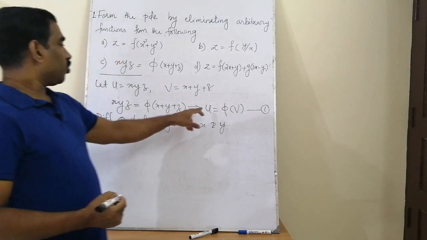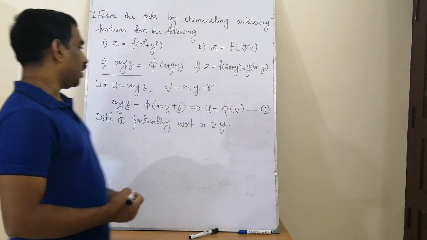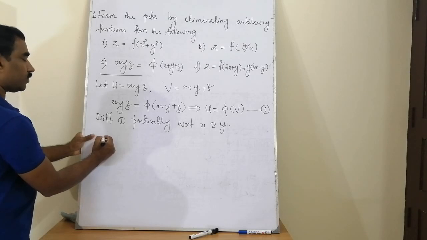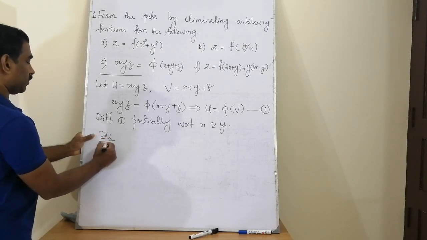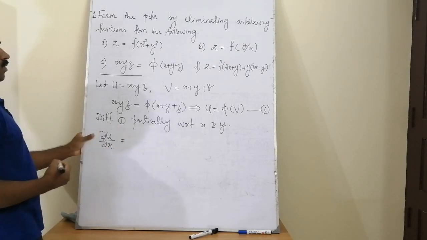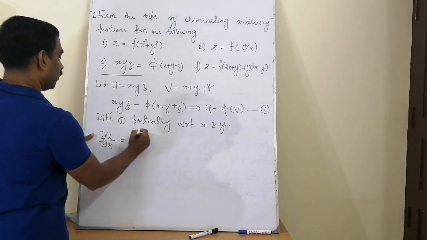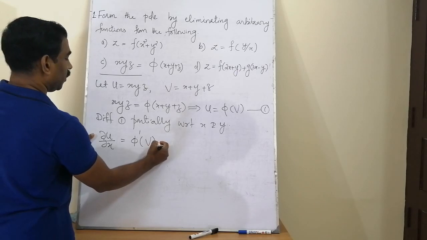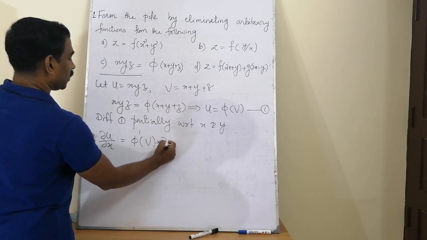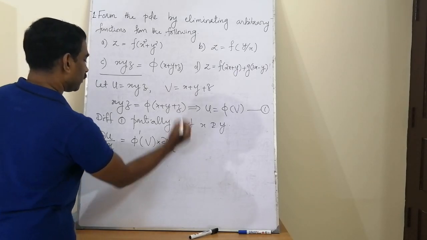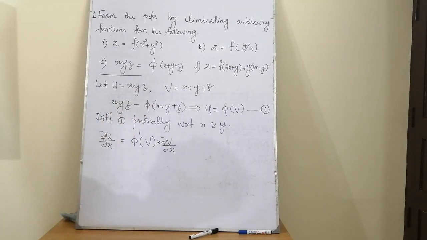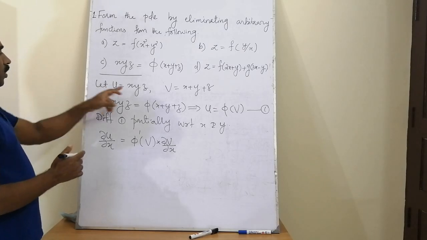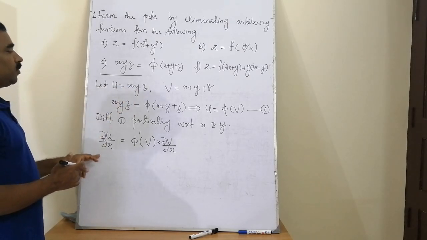So differentiating the equation number 1, u is equal to phi of v with respect to x, we get dou u by dou x is equal to derivative of phi, that is phi dash of v into, where this v is some function of x, so we can take the chain rule as dou v by dou x. Okay, and what is dou u by dou x? u is equal to xyz. So dou u by dou x means partial derivative of this xyz with respect to x.